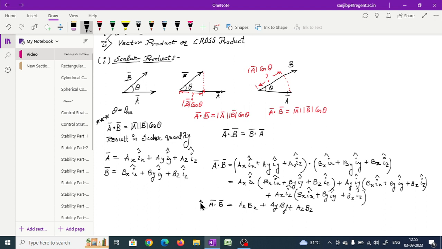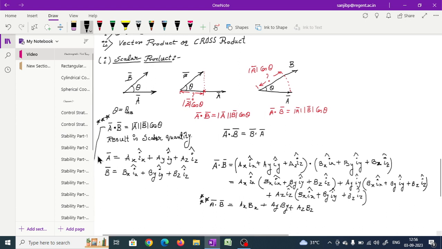Both formulas are very important, but this formula is very important from the numerical point of view. Suppose two vectors are there and you know the dot product. What will be the angle? You can calculate it from this equation. From this equation, what will be the angular displacement between these?